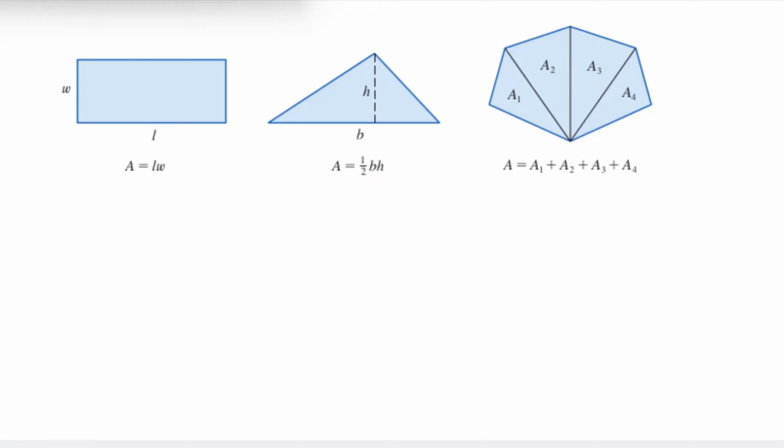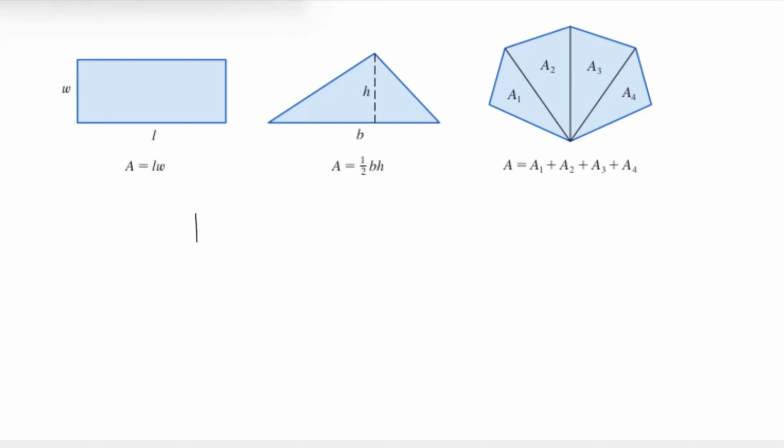So here are a few really simple ones. We're looking for the area of a rectangle. It's easy, just length times width. Triangle, it's half of a rectangle, we just cut that in half. When we start to get more complicated shapes, you have to start adding up those pieces.